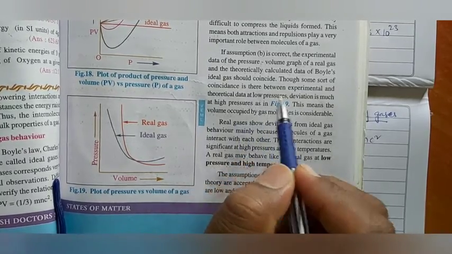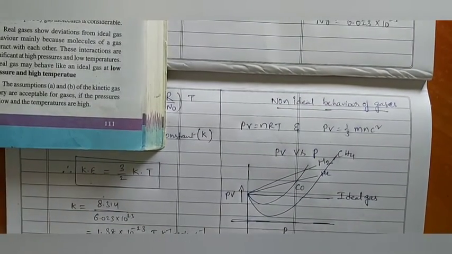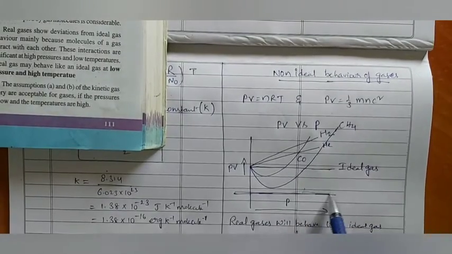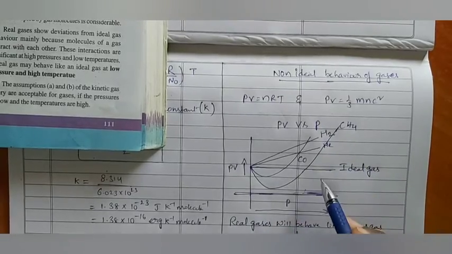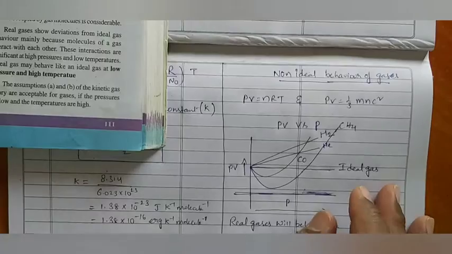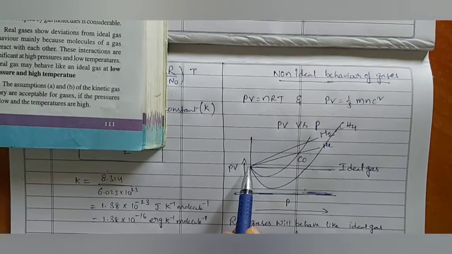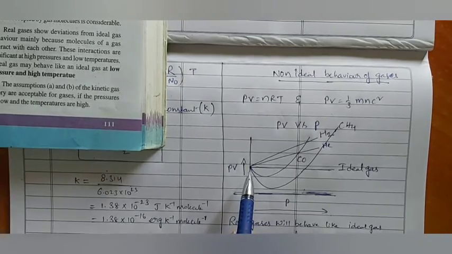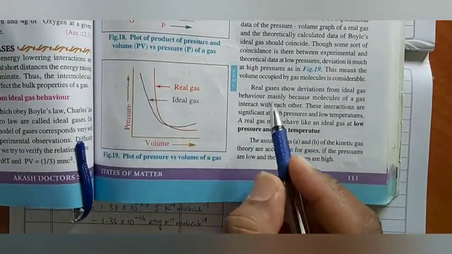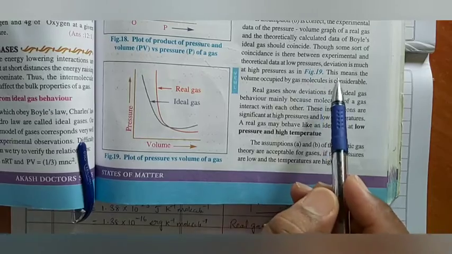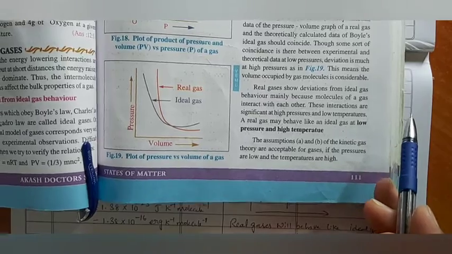At high pressures, see the graph. This is the high pressure region. These are all high pressure regions. In this region, the curves are all above idealness. That means they are very much deviated from the ideal gas nature at high pressure. At low pressure, they are reaching this point, meaning they are able to reach idealness. This means the volume occupied by gas molecules is considerable, but according to idealness, it should be neglected.